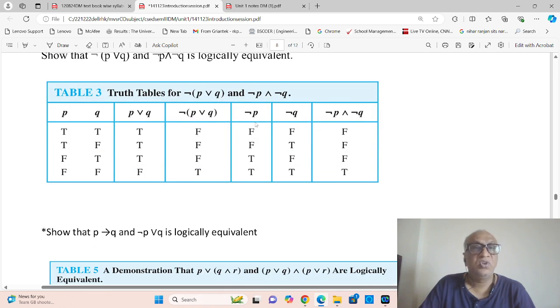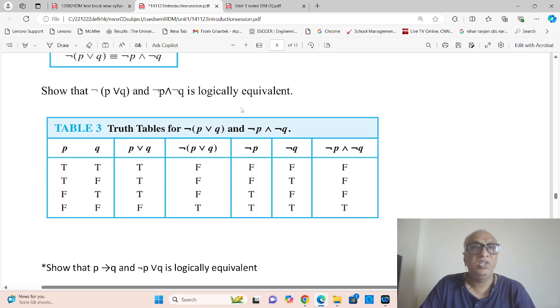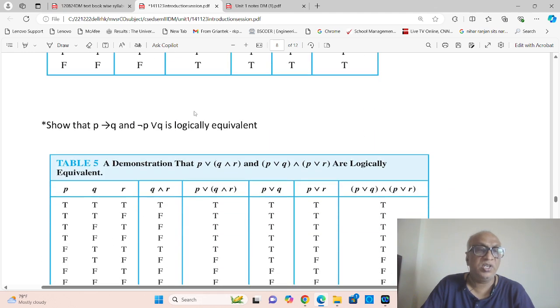So using De Morgan's law, we can show logical equivalence of these two kinds of expressions. What we have done here: not of (P or Q) and not of P and not of Q. For that, we first found P or Q, then not of (P or Q), then not of P and not of Q, and taken the output. So we just have to compare these last columns. False, false, false, true, false, false, false, true. So they are logically equivalent.